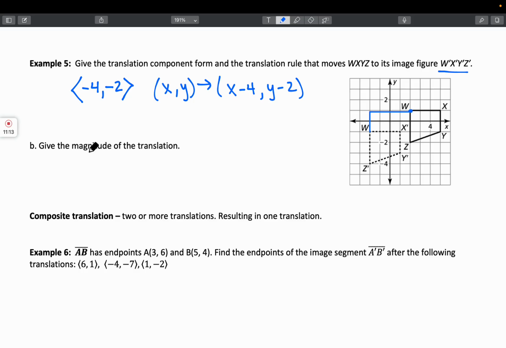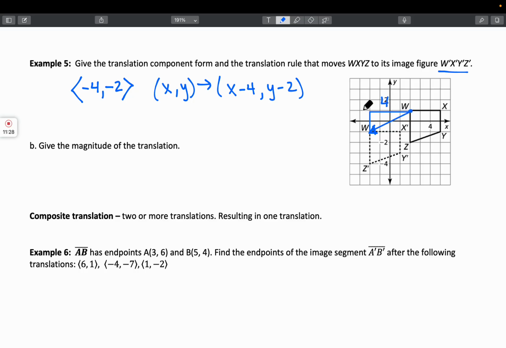Part B asks us to find the magnitude of that translation. Now, if you remember, magnitude is just the length of the hypotenuse, right? Or the length of that vector. So here's our vector that starts at W and goes to W prime.